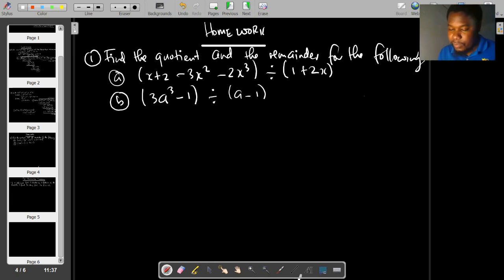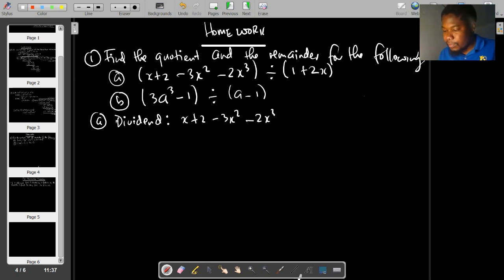So the first homework that I gave you was x. We wrote x, so I'll write here what is my dividend in the first problem. It will be x plus 2 minus 3x squared minus 2x to the power 3. Okay, so remember the rules. These things have to be in order of descending powers. Very important. And if we have any missing terms, we introduce zero terms. Make sure we write in order.